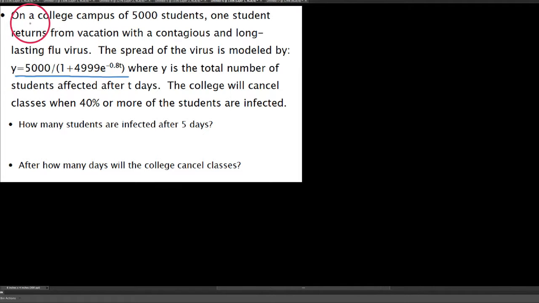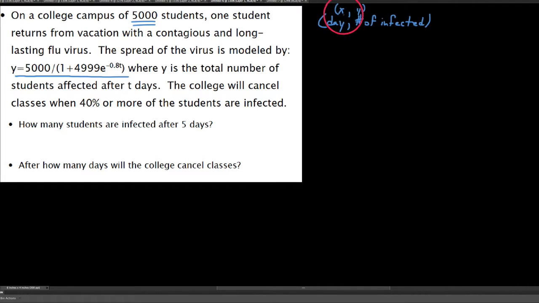By reading it first, we see that on a college campus of 5,000 students, we have 5,000 total students. It says one student returns from vacation with a contagious and long-lasting flu virus. So it says the spread of the virus is modeled by this equation right here. Let's take note of what these values are. y is the total number of students affected and t is the number of days. The number of infected is the output for this function, our y values.